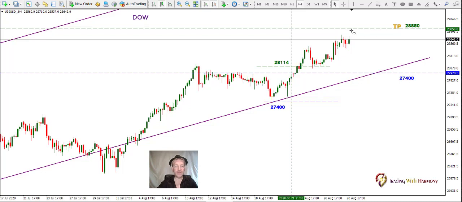So for this week then, what I'm looking for is, if we can get a pullback into this area, somewhere into this area here, and it holds, I'm looking for price to continue back up and to hit our TP level, being the 28.850 in the Dow.